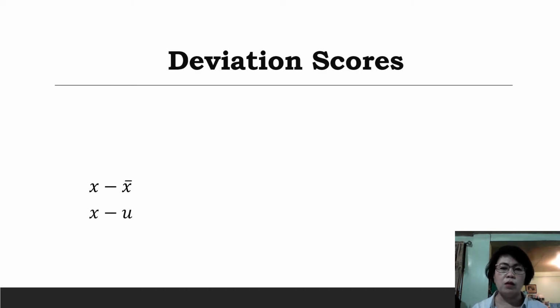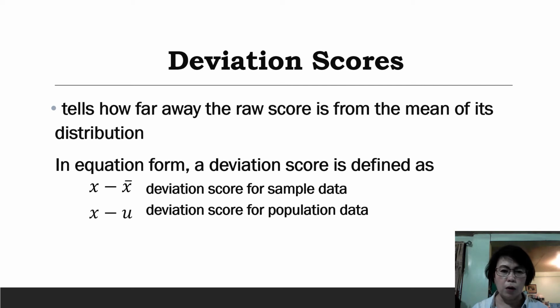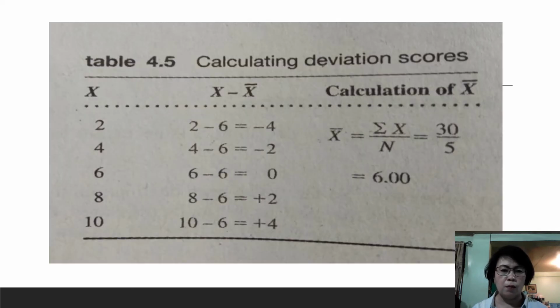Now here we have the deviation score discussion. Deviation tells us how far away a raw score is from the mean of its distribution. So here is the formula for the deviation score. We have Table 5, calculating deviation scores. We have here the first column, the second column, and the right side gives us the calculation of the mean. So here you have the scores 2, 4, 6, 8, 10, and the calculation for the deviation score is the score minus the mean.